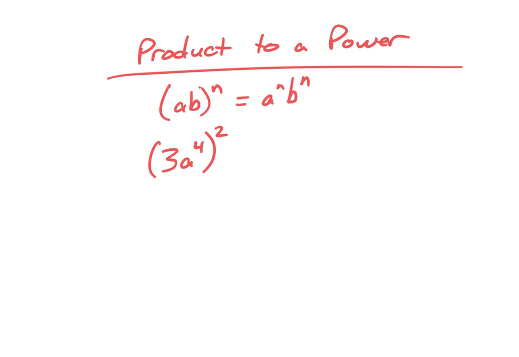Sometimes it might help just to cover it up. If I have 3 squared, that is 9. 3 is not an exponent, 3 is just a regular old number. Then a to the 4th squared is a to the 8th, because when I multiply, I'm going to multiply my exponents. Power to a power. That's my answer.